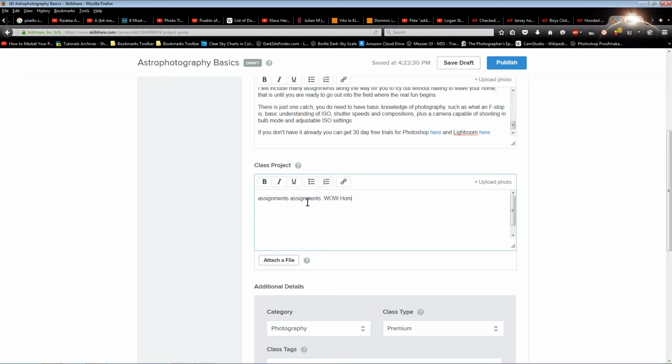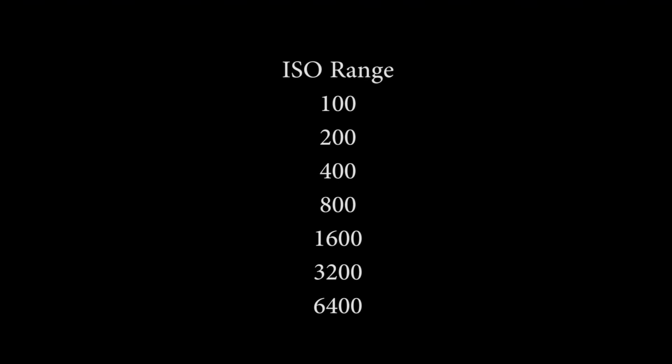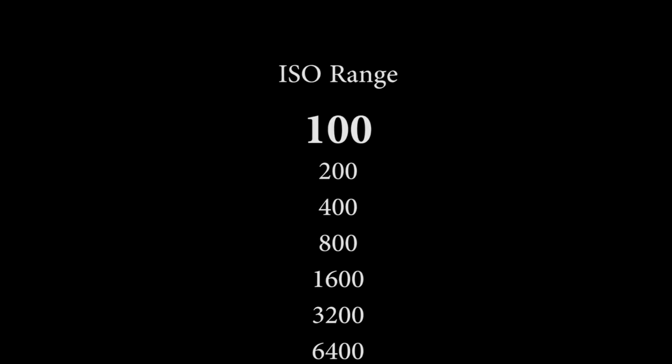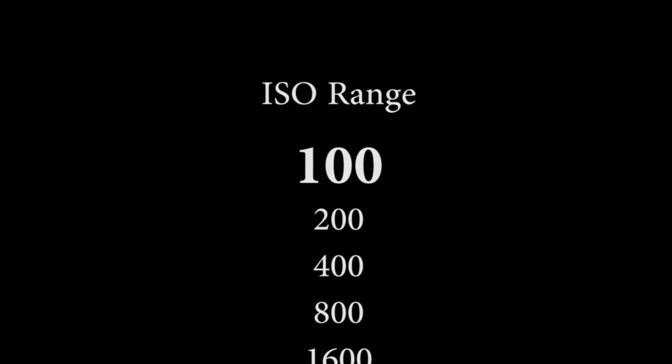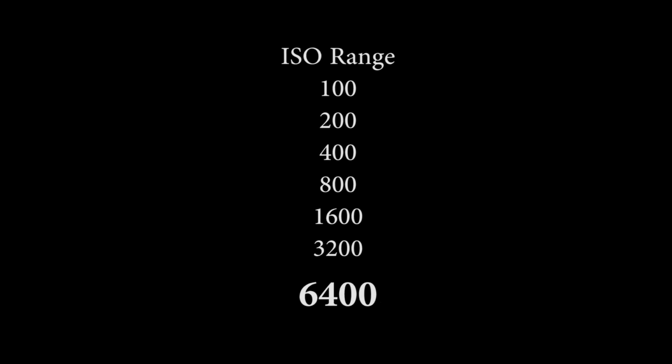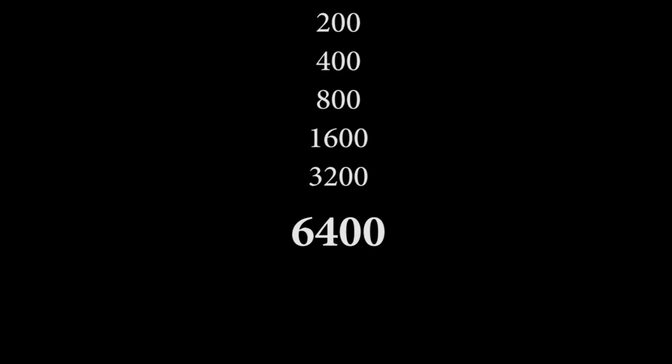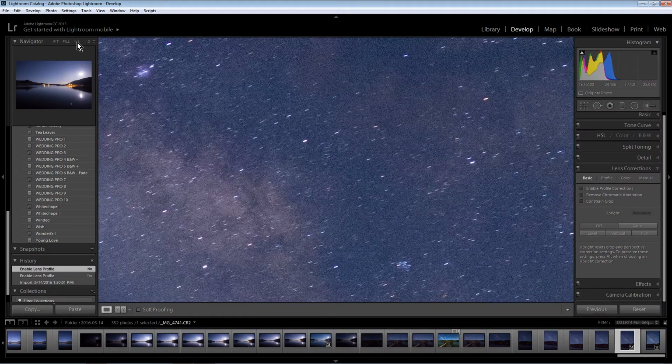ISO describes the light sensitivity of a camera's sensor. Each number represents a full stop in light sensitivity. The ISO range starts at 100, which is the least sensitive, but is also the cleanest, or creates the cleanest images. And then it goes all the way up to 6400 ISO, which is the most sensitive, but at the same time produces the most amount of artifacting or noise. In the film era, it was called grain.